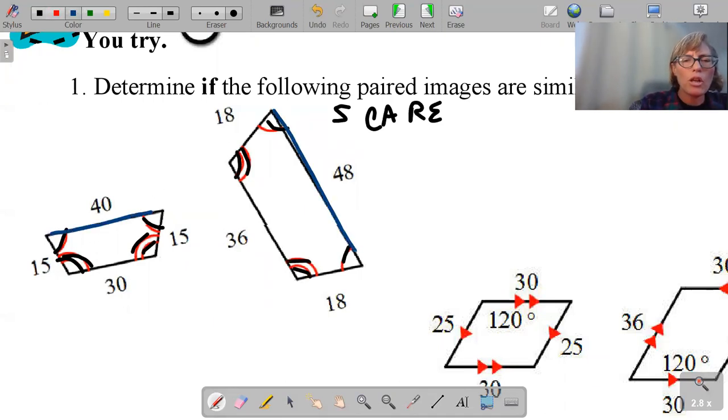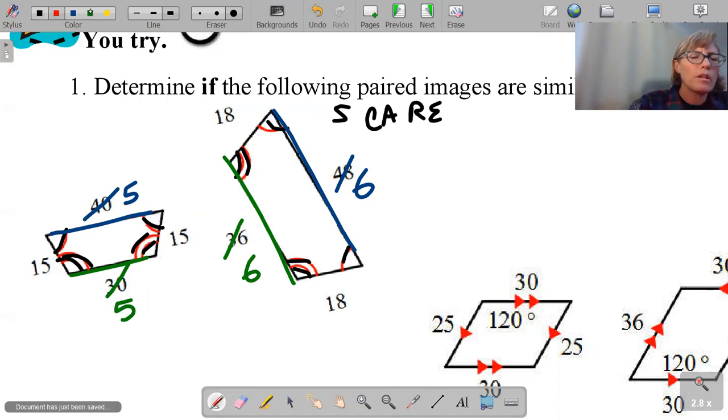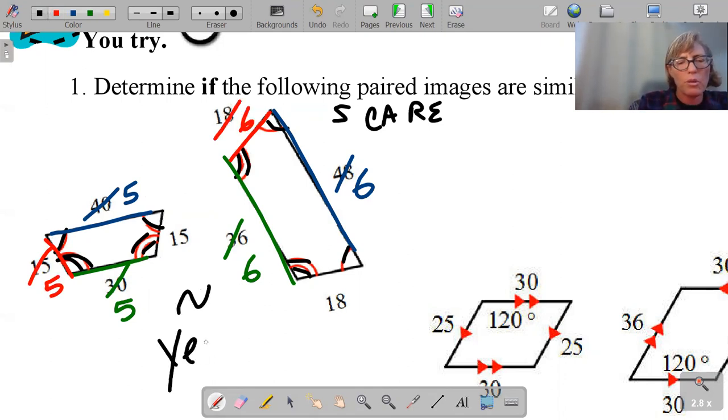40 long to long. Okay. 8 goes in there 5 times. 8 goes in there 6 times. Short to short. 6 goes in there 5 times. 6 goes in here 6 times. Side to side. 3 goes in here 5 times. 3 goes in here 6 times. So yes, these are similar.